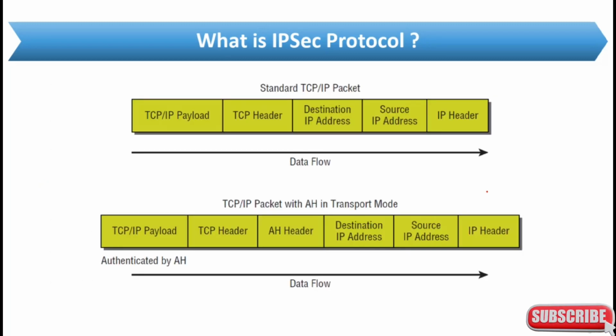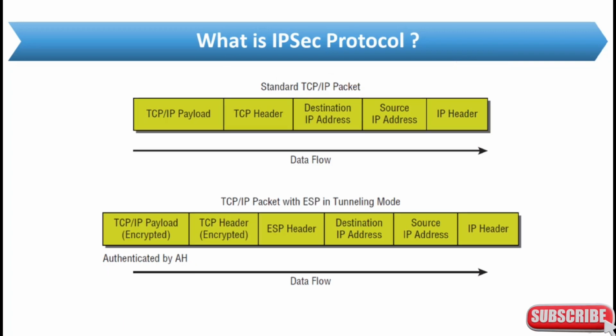Now here's a TCP/IP packet in the IPsec mode with authentication header. So you can see TCP/IP payload, TCP header, destination, source IP address and IP header. This is the standard TCP/IP packet, okay? But when it is combined with the authentication header, you have the authentication header here and hence authenticated by AH. All of this is encrypted and then sent into a tunnel using the IPsec protocol so that anyone who is trying to access this data will not be able to access it.